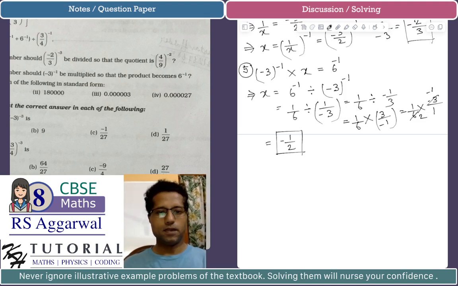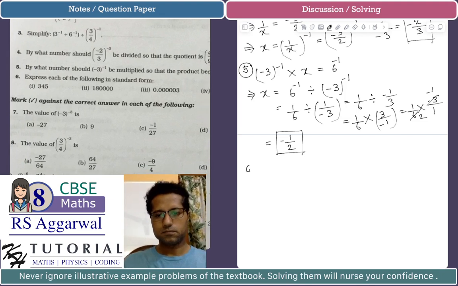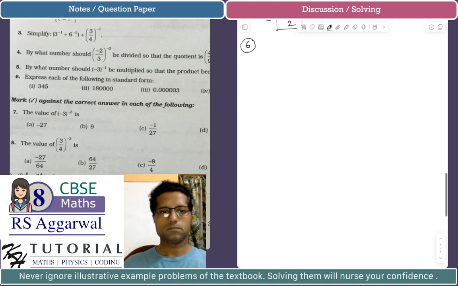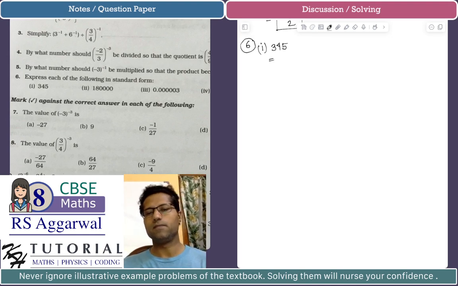Okay, let's do problem number 6. There are multiple parts. Express each of the following in standard form. So we have to express the given numbers in standard form. Now 345 is not a very large number, so we can do it orally or manually.